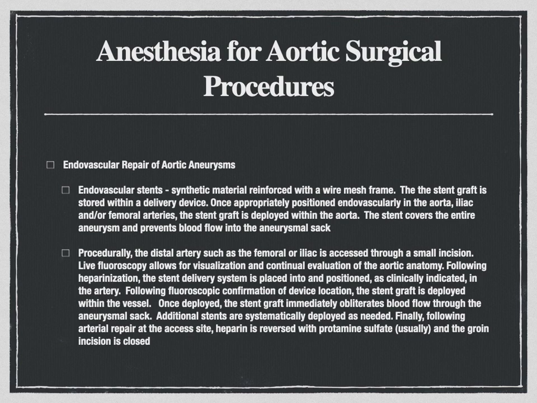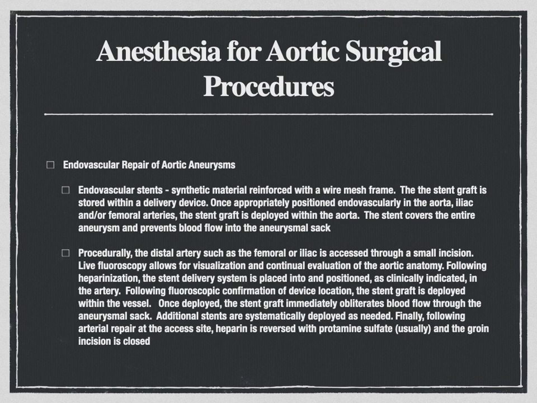Procedurally, the distal arteries, such as the femoral or iliac, are accessed through small incisions. You have live fluoroscopy, which allows for visualization and continual evaluation of the aortic anatomy. Following heparinization, the stent delivery system is placed and positioned as clinically indicated in the artery. Following fluoroscopic confirmation of device location, the stent graft is deployed within the vessel. Once deployed, the stent graft immediately obliterates blood flow through the aneurysmal sac.